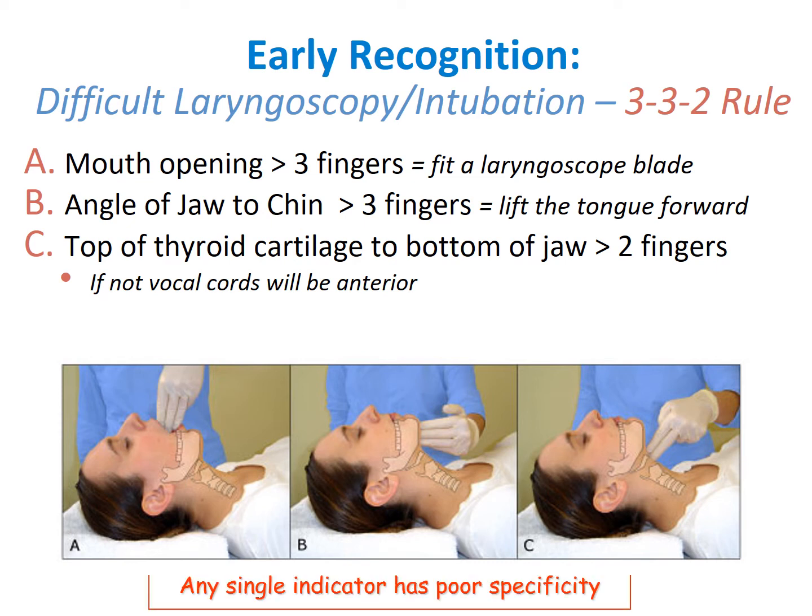Any single indicator is really poor specificity on its own, but if you put all three of those things together and you say have 2 out of the 3 that aren't very good, then chances are you're going to have a really tough time visualizing anything when you, in fact, get your blade in place.